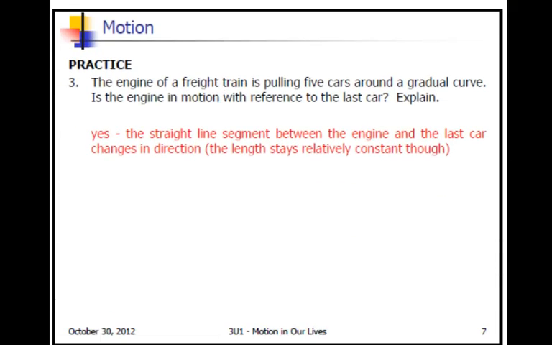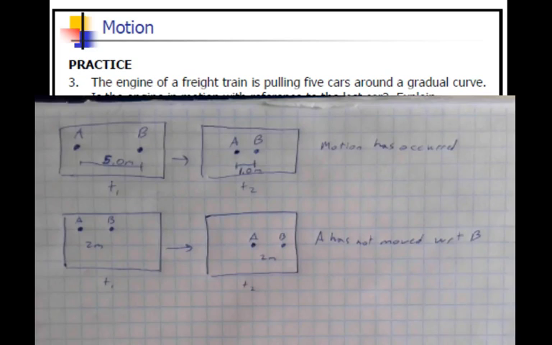Practice problem 3 says that if the engine of a freight train is pulling 5 cars around a gradual curve, is the engine in motion with reference to the last car? Now I know the answer is written there, but I'm going to show you this because this is an interesting, classical sort of problem in physics.